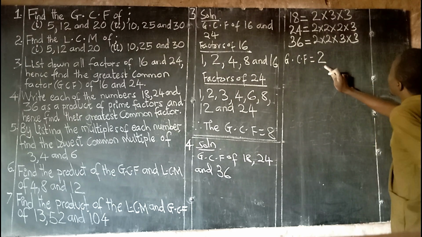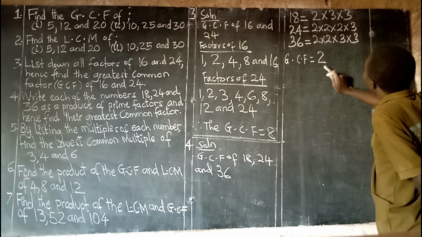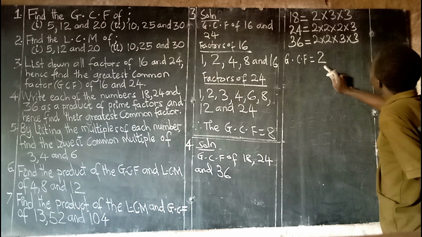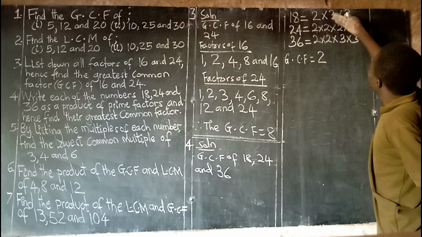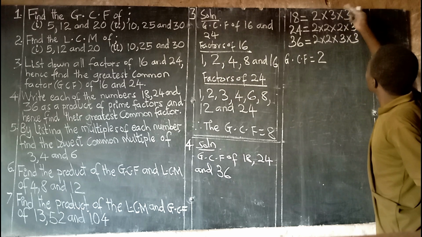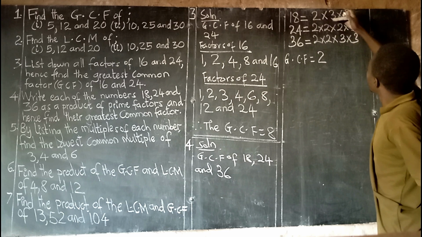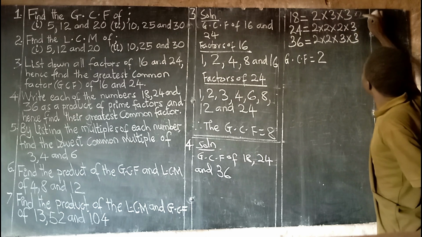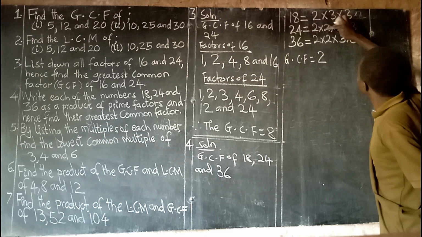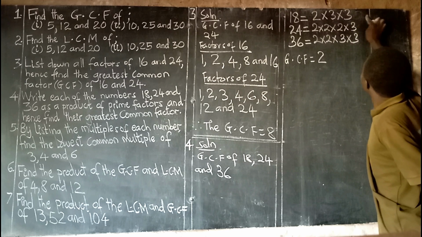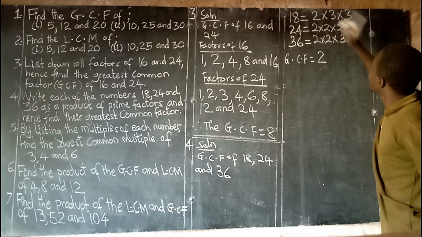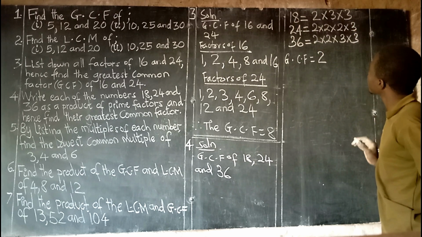Now you have to pass across again among the factors of all the 3 numbers. If there is any other factor which is common here, do we have any other 2 which is common? No, we have only one 2 which is common. We could have a second 2 which is common if we had another 2 in the factors of 18, but we don't. So we have only a single 2 which is common to all the 3 numbers.